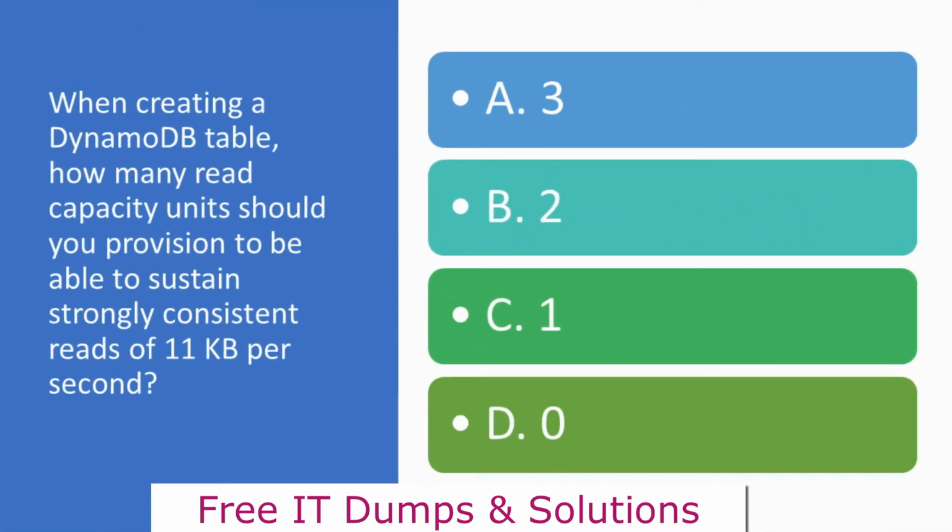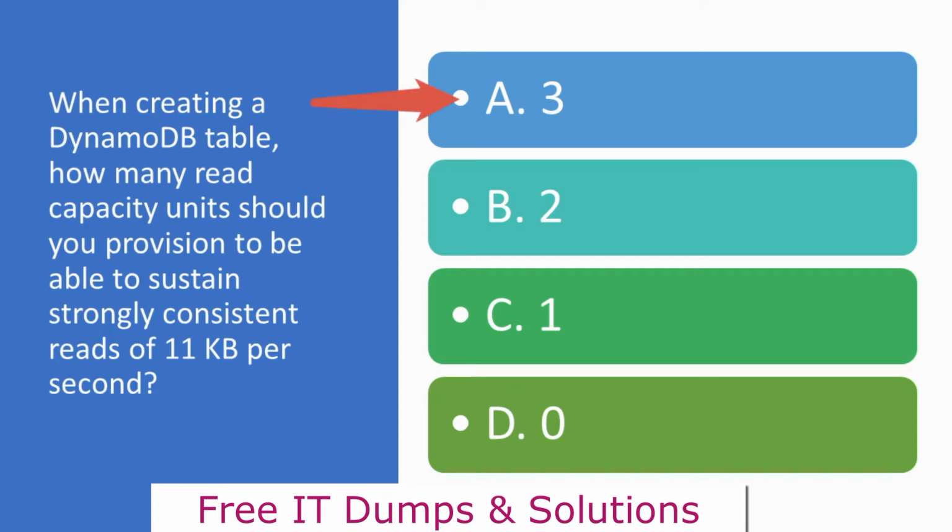When creating a DynamoDB table, how many read capacity units should you provision to be able to sustain strongly consistent reads of 11 kilobytes per second? Options we have: A. 3, B. 2, C. 1, D. 0. Correct answer for this question is option A.